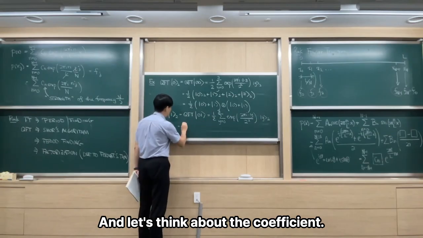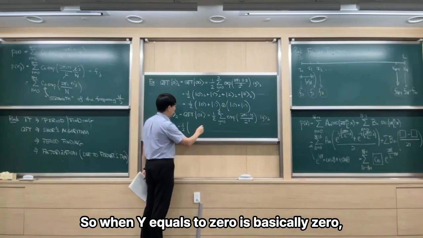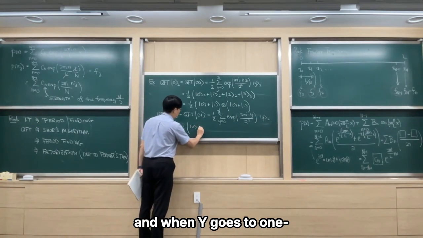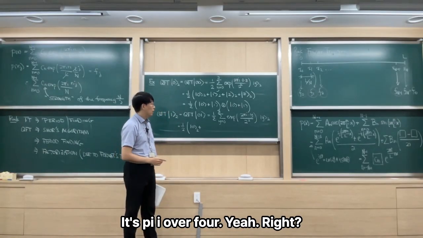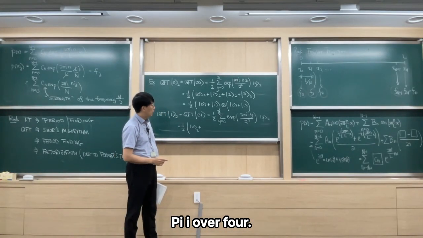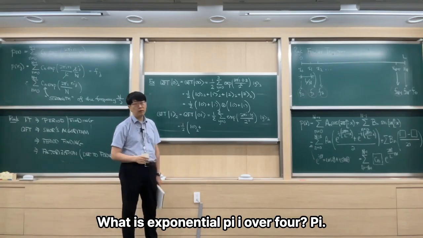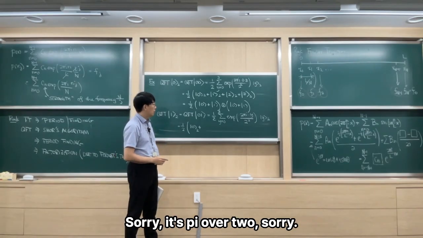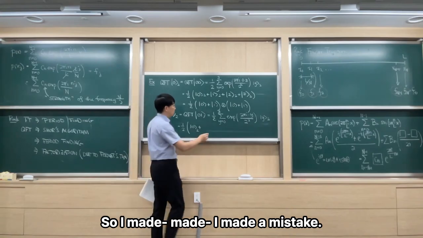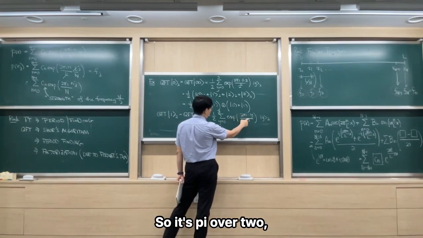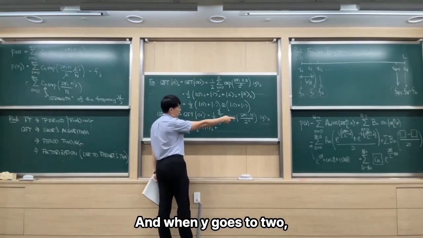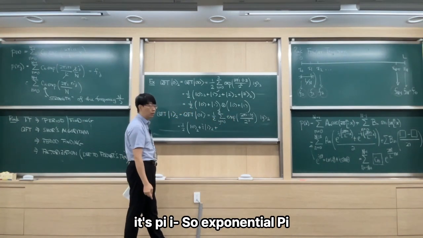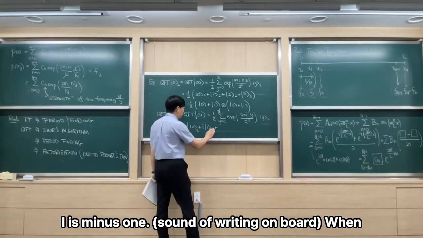And let's think about the coefficient. So when y equals 0, it's basically 0. And when y equals 1, it's pi I over 4. Right? Pi I over 4. What is exponential pi I over 4? Sorry, it's pi I over 2. Sorry, I made a mistake. So it's pi over 2, so it's I times 1. And when y equals 2, it's pi I. So exponential pi I is minus 1.